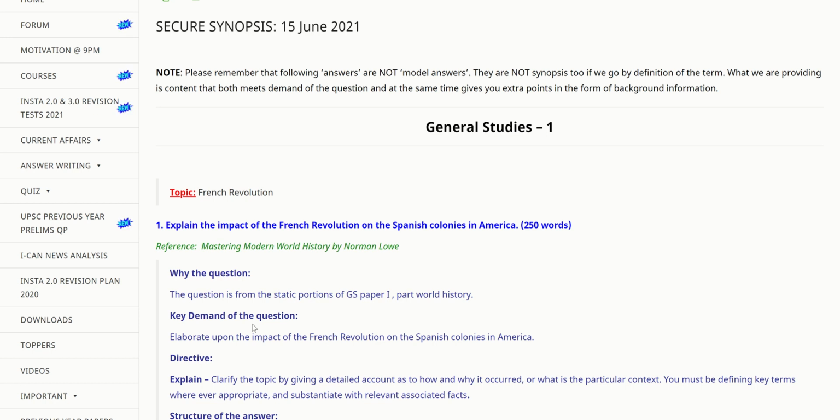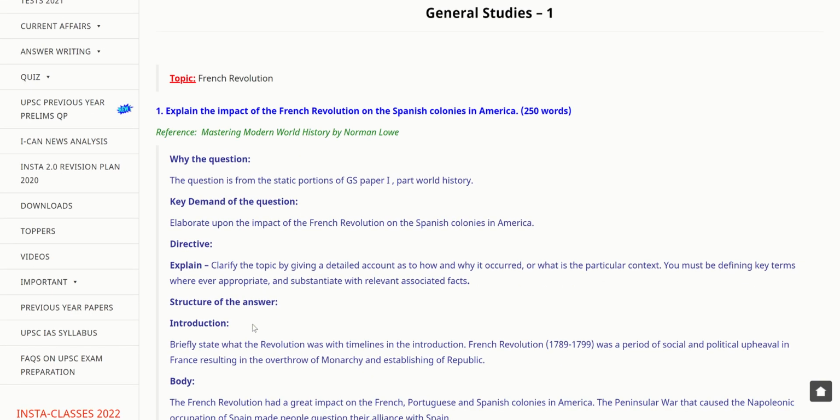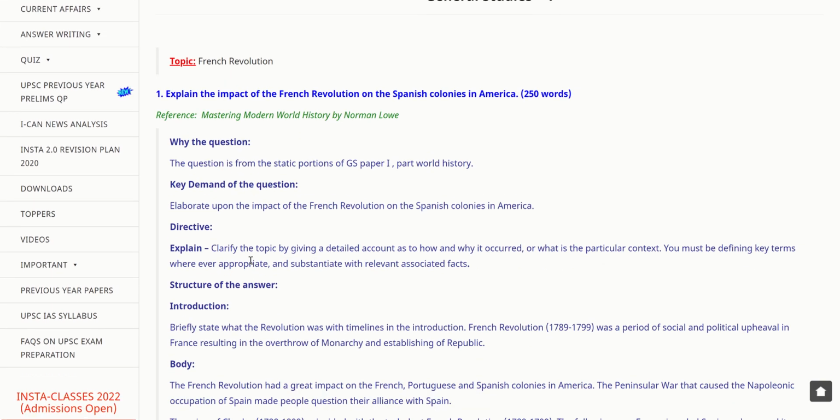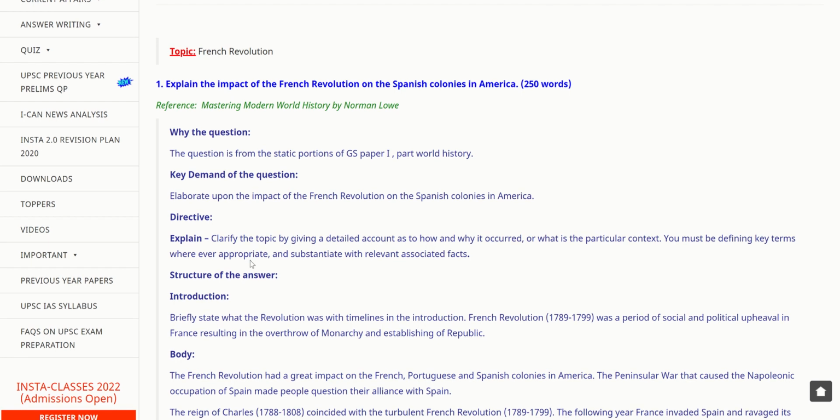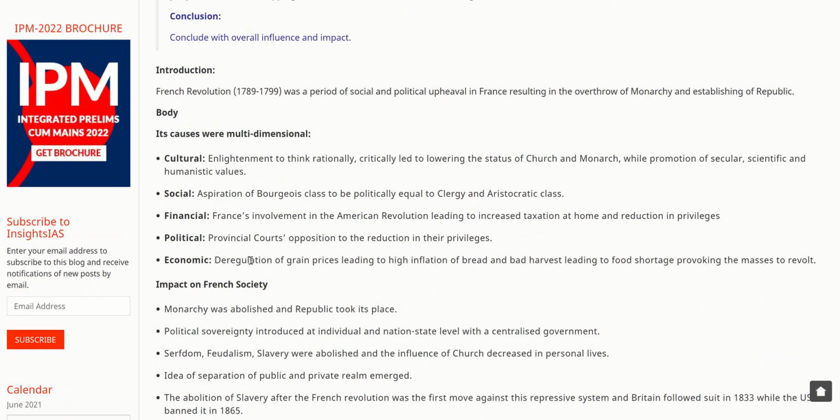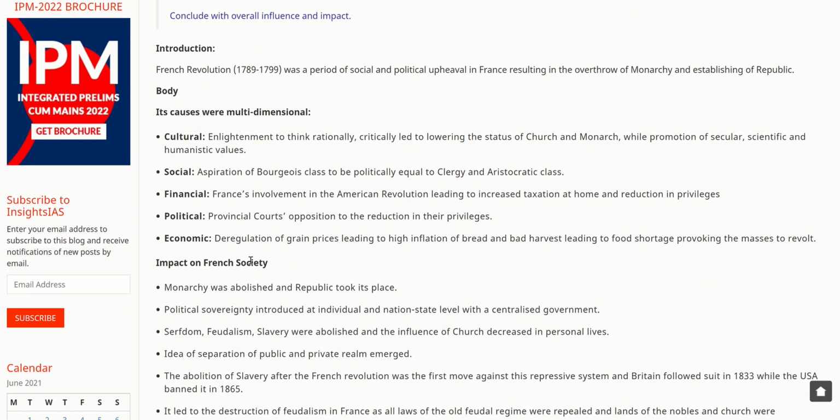General Studies 1 topic is French Revolution. Explain the impact of the French Revolution on the Spanish colonies in America. So this question is of the world history, and the reference is given here as Mastering Modern World History by Norman Lowe. So they have collected the answer for this question, and we just have to read out and understand a few things here.